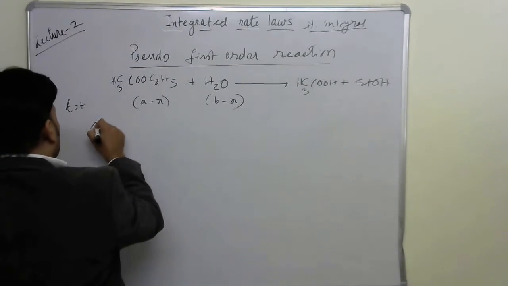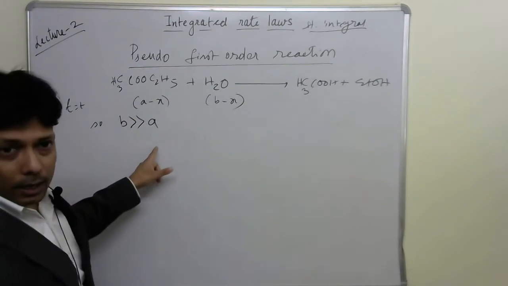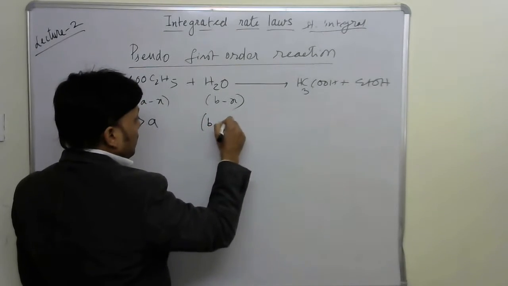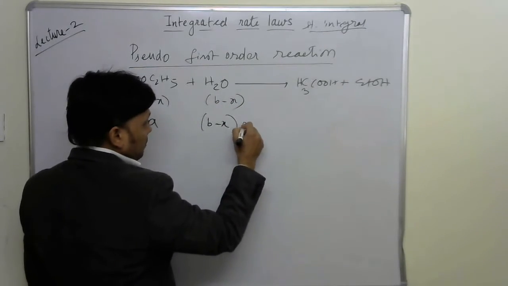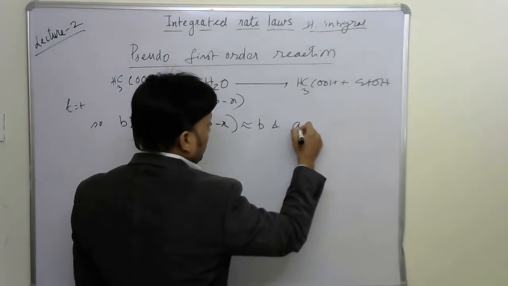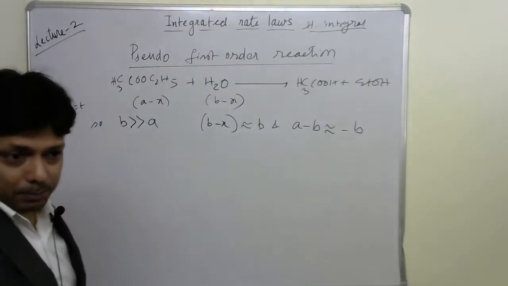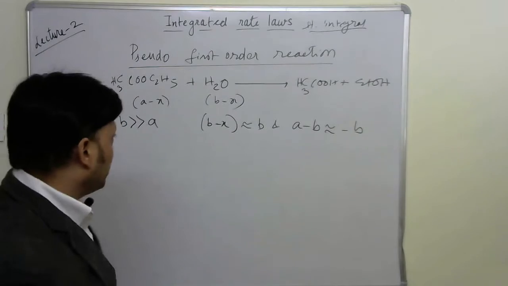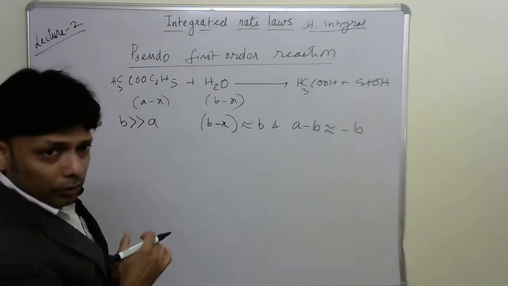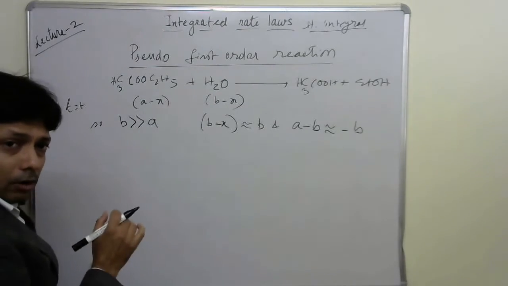So that means here we can write that B is much greater than A. It is so big that we can write that this B minus X is equal to B, and also the factor A minus B basically becomes minus B. So why are we writing that? Because if we try to frame it in terms of a pure second order reaction, let's recollect the integrated rate law for the second order reaction.